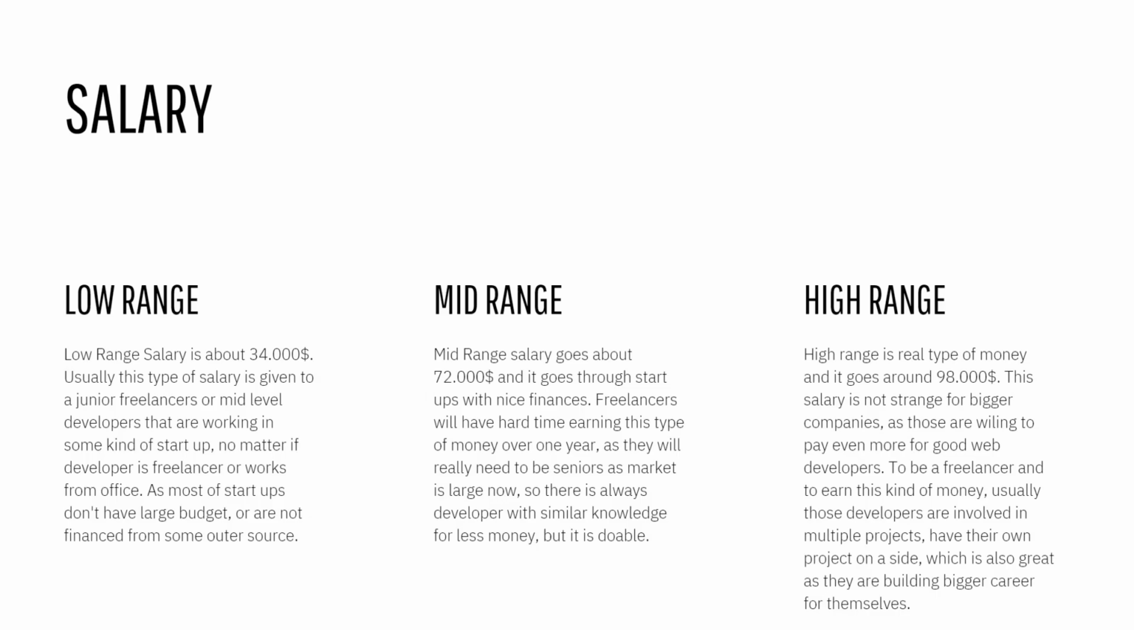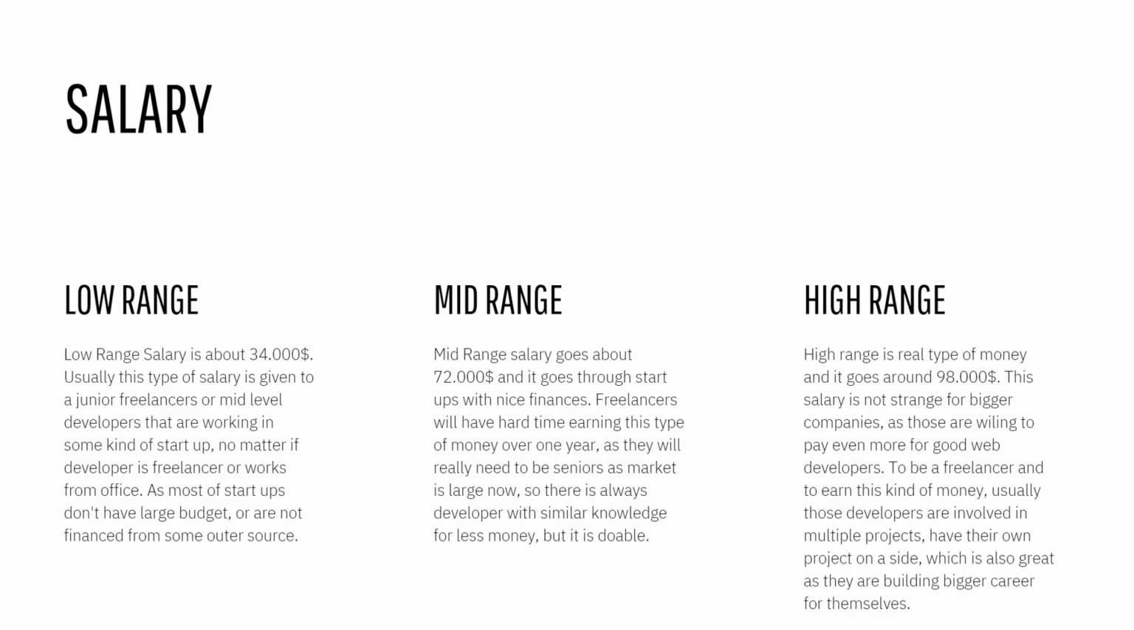So for the high range here, that type of money goes about 98k. This salary is obviously not strange for bigger companies like Microsoft, Amazon, etc., as those are willing to pay even more for good senior developers. You can hear from time to time that there are even senior developers that are getting more than 150k a year. Well, yes, that is also possible in those large companies.